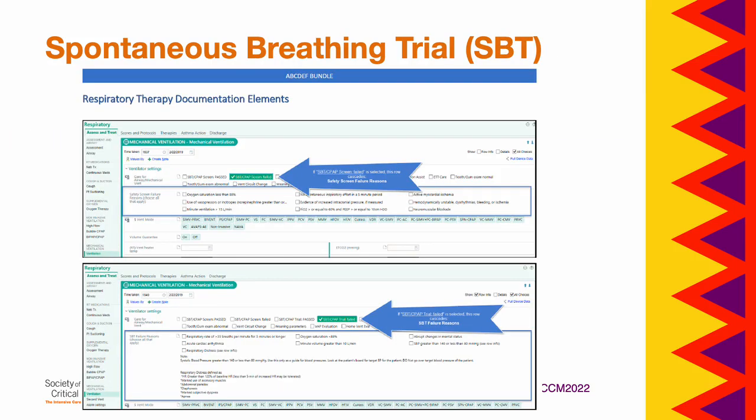So next we're going to look at the spontaneous breathing trial or the SBT. So this is what the respiratory therapist would fill out. So as you can see at the top, it would show the failure reasons for the SBT safety screen. So if the patient would fail the safety screen for that, for example, if their FiO2 was more than 50%. And the next part would give the respiratory therapist the opportunity to document whether or not they passed the SBT, and if not, why they failed that. So maybe they got very tachypneic, for example.